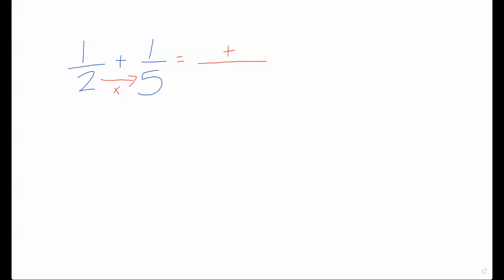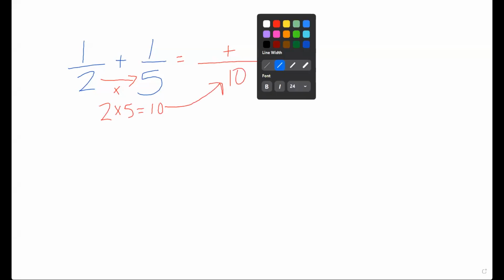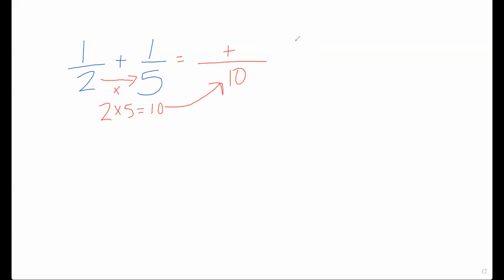2 times 5. That's going to give us 10. That's going to go in the denominator. And then from here, we're going to cross multiply. So when we say cross, that means diagonal. We're going to say 5 times 1. The 2 values that we got over here, insert into our numerator.